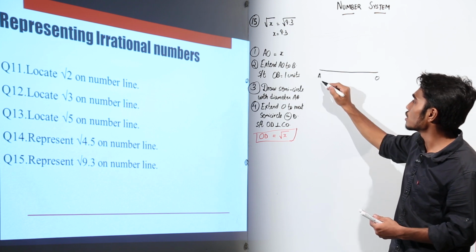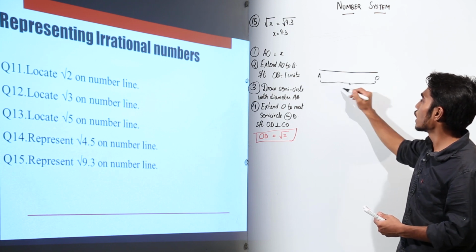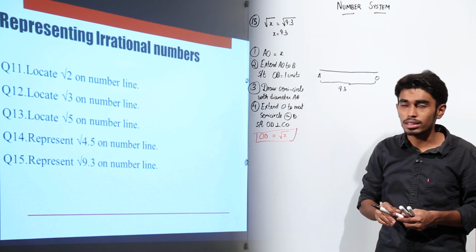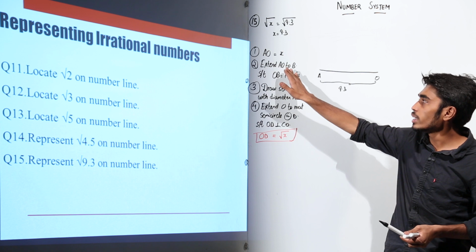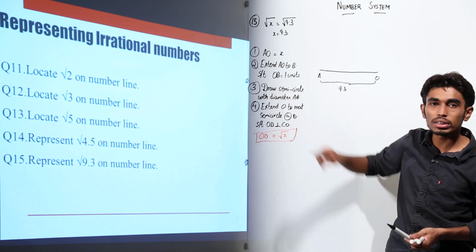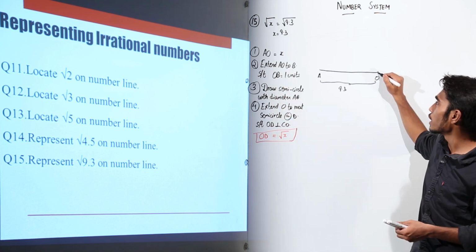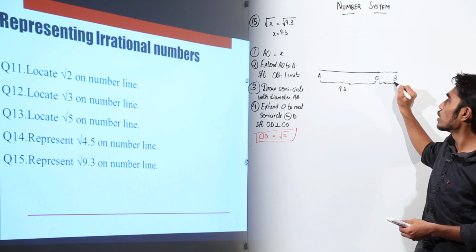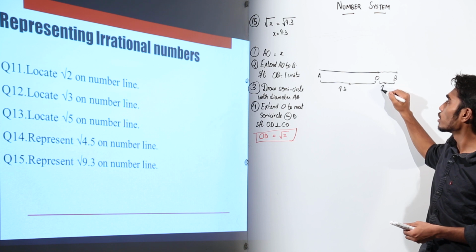AO is equal to 9.3 units. It can be centimeter, meter, anything. Now we need to extend AO such that we get OB which is equal to 1 unit. So we are extending O to point B such that this is equal to 1 unit.